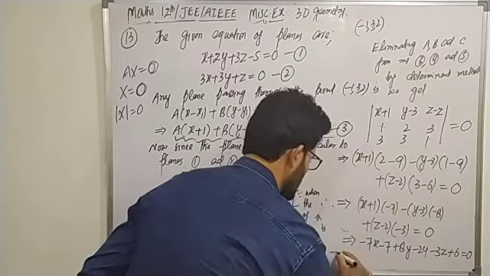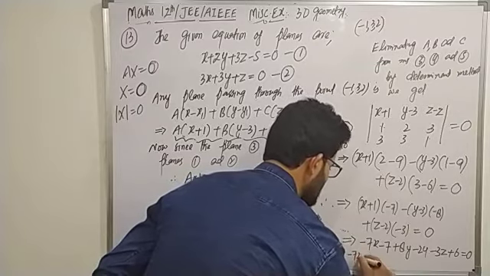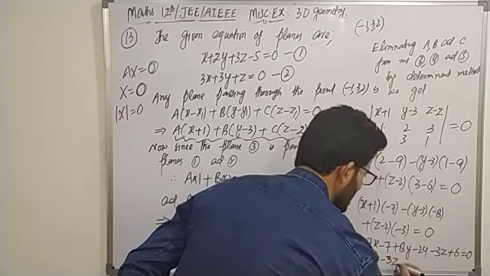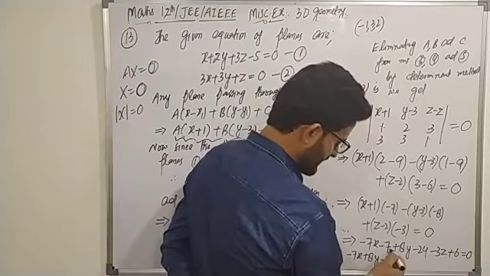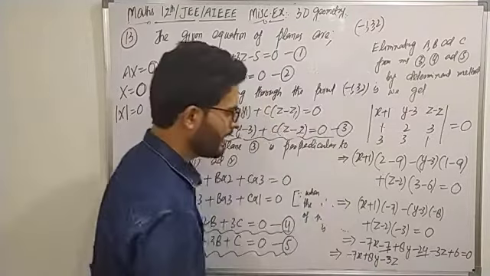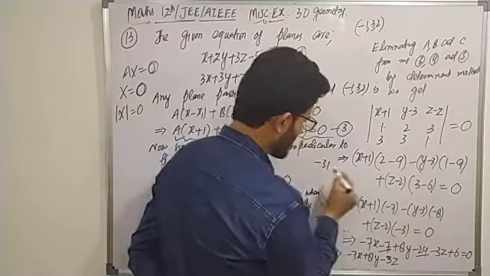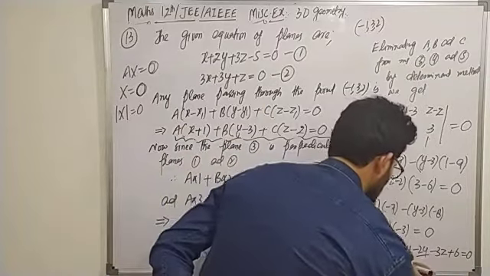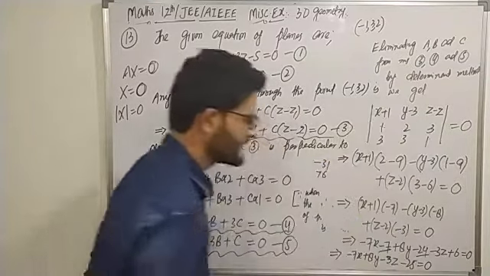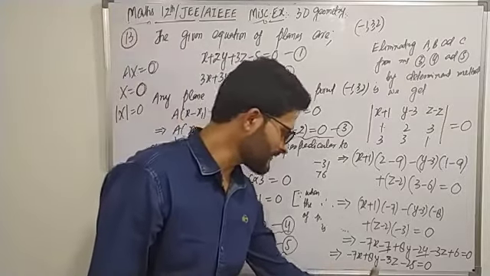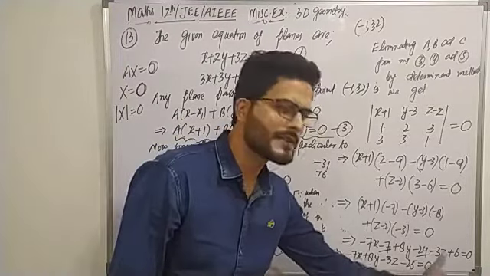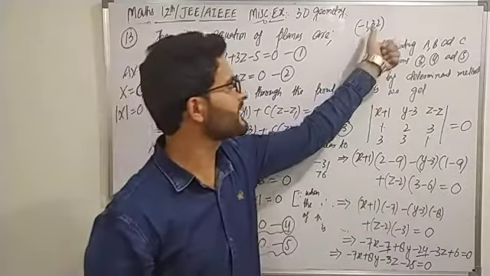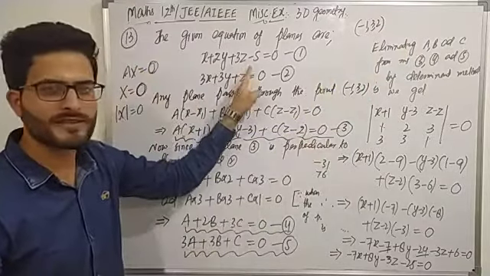So implies this can be written as minus 7x plus 8y minus 3z, yes, minus 7 minus 24 कितने हो गए? minus 31, minus 31 plus 6 कितने बनेंगे? That is 25. So minus 25 is equal to 0. So minus 7x plus 8y minus 3z minus 25 is equal to 0 must be the equation of that plane which is passing through the point minus 1, 3, 2 and is perpendicular to the planes first and second.